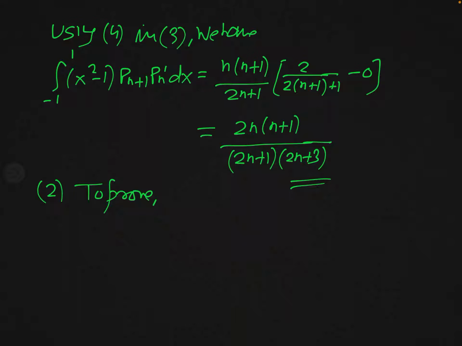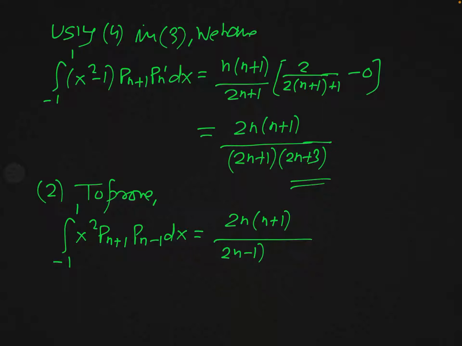we have to prove actually integral minus 1 to plus 1 x squared P_{n+1} into P_{n-1} dx, and that is equal to 2n into (n plus 1) over (2n minus 1) into (2n plus 1) into (2n plus 3). So this is the result which we have to prove here.